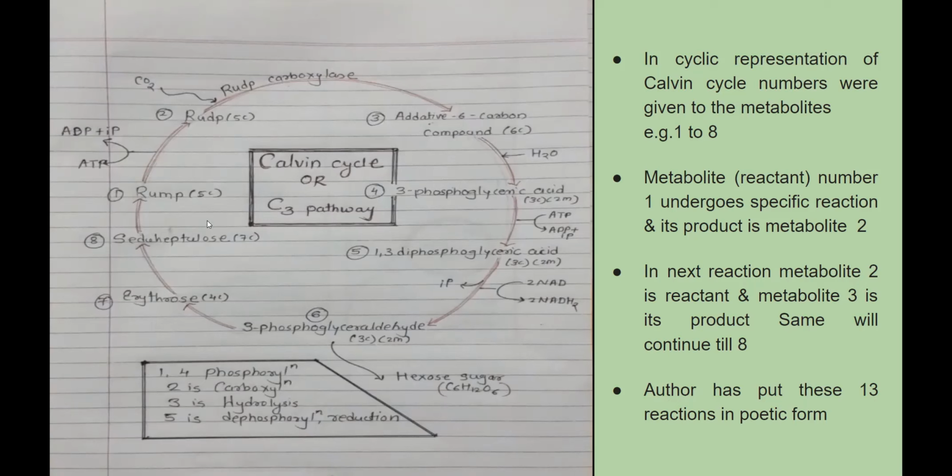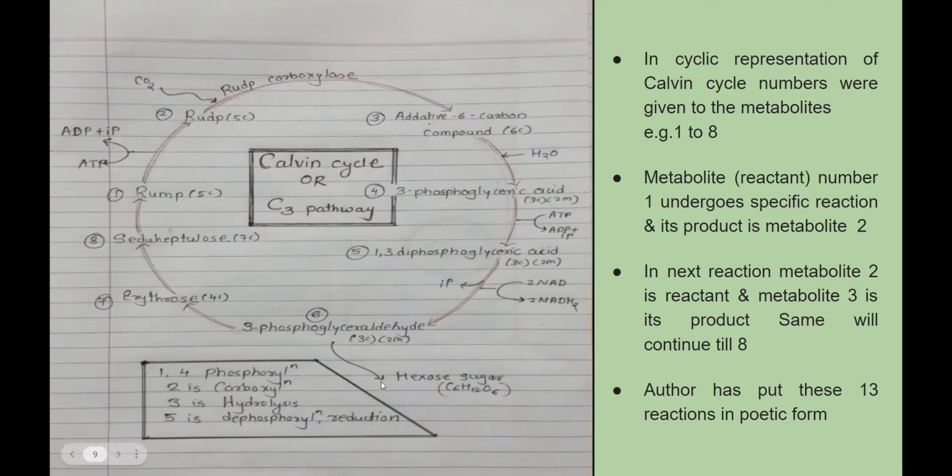I'm saying that poem. Here, according to the reactions, numbers are given 1, 2, 3, 4, 5, 6, 7, and 8. So number 1 is the reactant for which the product is reaction number 2. When this reaction number 2 becomes reactant, its product is number 3. When number 3 becomes reactant, its product is number 4, and so on.